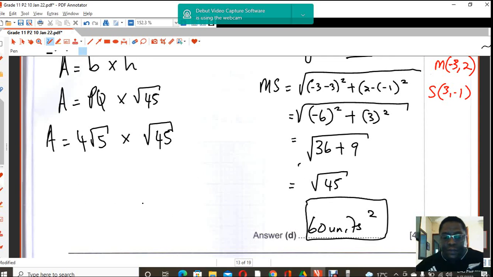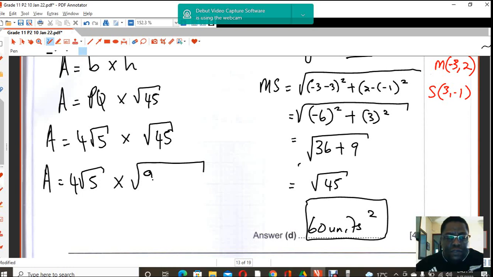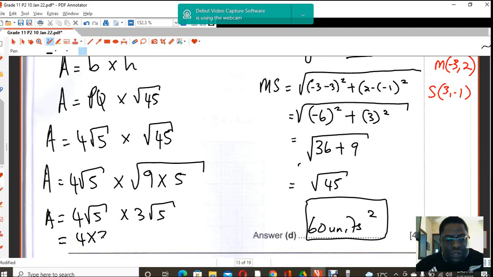Okay. So again, area equals 4 times root 5, times root 45, which is 9 times 5. So that's 4 root 5 times 3 root 5, which is the same as 4 times 3 times root 5 times root 5, which is nothing but 12 times 5.